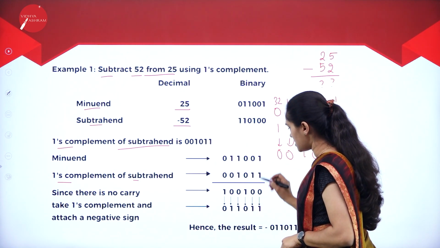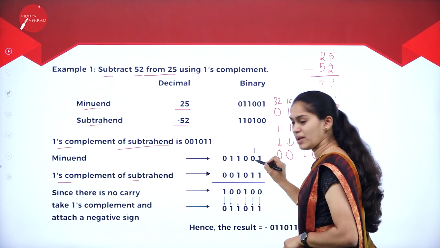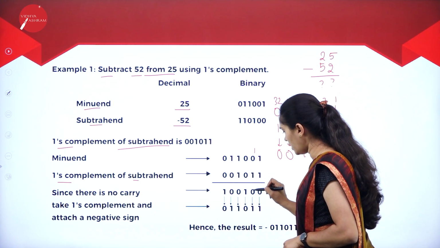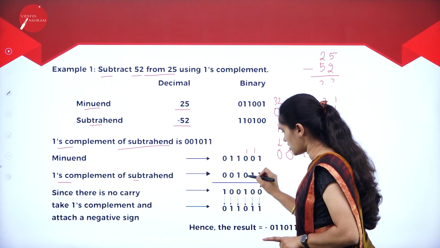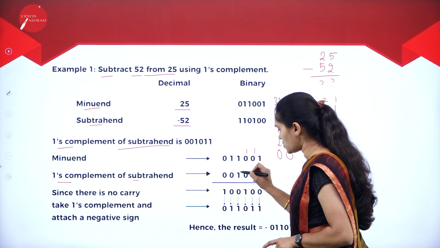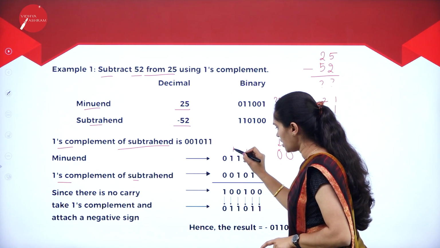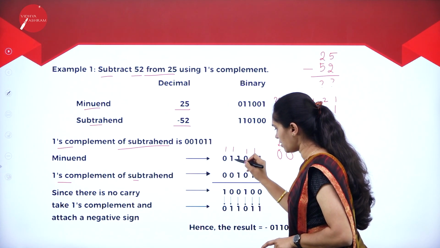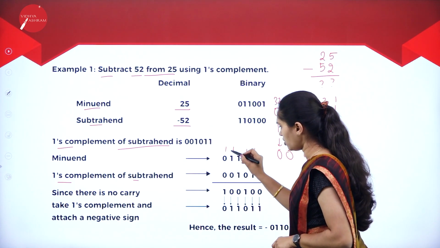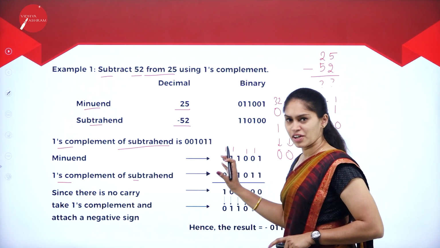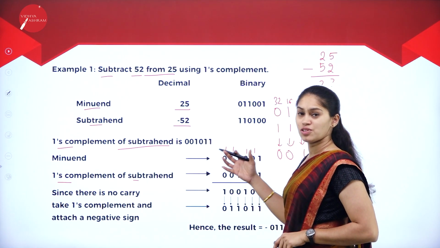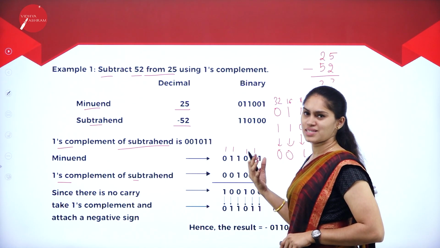1 plus 1, 0, carry 1, 1 plus 0, 1, 1 plus 1, 0, carry 1, 1 plus 0, 1, 1 plus 0, 1, 1 plus 1, 0, carry 1, 1 plus 1, 0, carry 1, 0 plus 0, 0, 1 plus 0, 1, 1 plus 0, 1. Okay. Did we get any carry here? No. So if there is no carry, then this will be the second type.